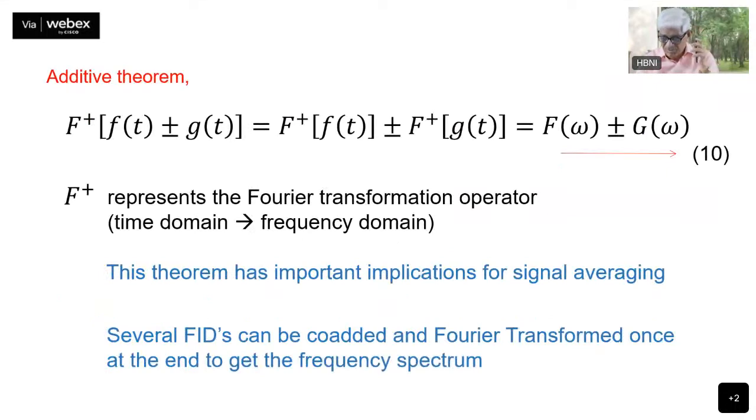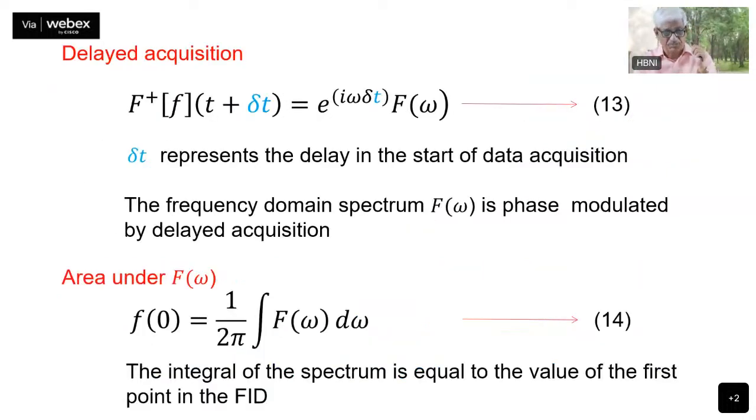And some important theorems are listed here because we are going to use them, especially this one. Delayed acquisition: what happens when you have delayed acquisition? We will see the consequences of this as we go. And then, of course, we also talked about, let me mention this once more.